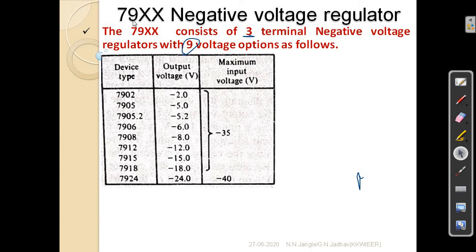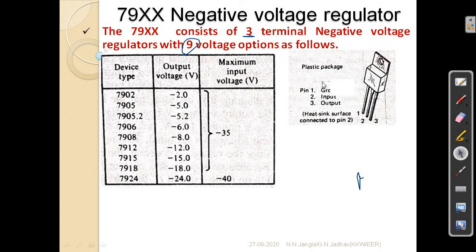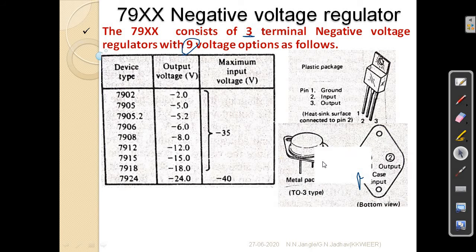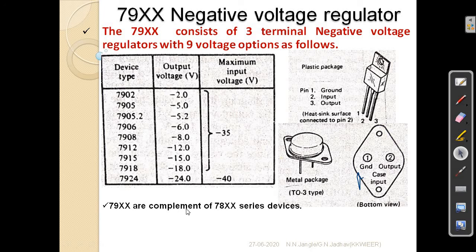Whereas in the 78X6 series we have seen 7 output voltage ranges, here 5.2 and this 6 are the 2 extra output voltages of the 79X6 series. This is the plastic package of 79X6, that is the negative voltage regulator IC. This is the metal package available of the 79X6 IC. The features of this 79X6 are similar to the 78X6 series, that is the positive voltage regulator IC.